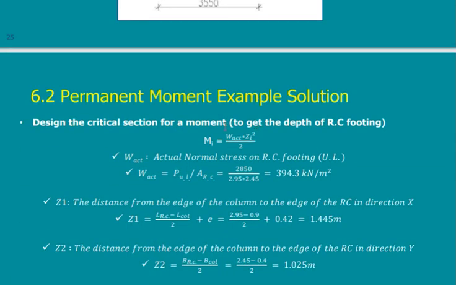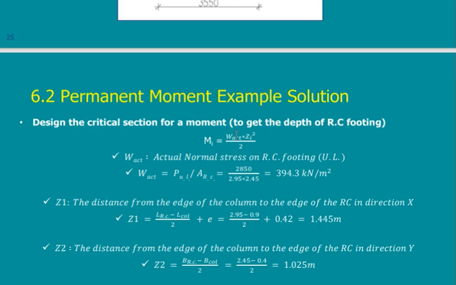Here is the moment. Just a reminder, the moment I use which W, I need W actual. What is W actual? W actual in this case will be the force by the area, but which force? The ultimate force. Why? Because I'm calculating now the stresses that will give me the moment to get the steel.